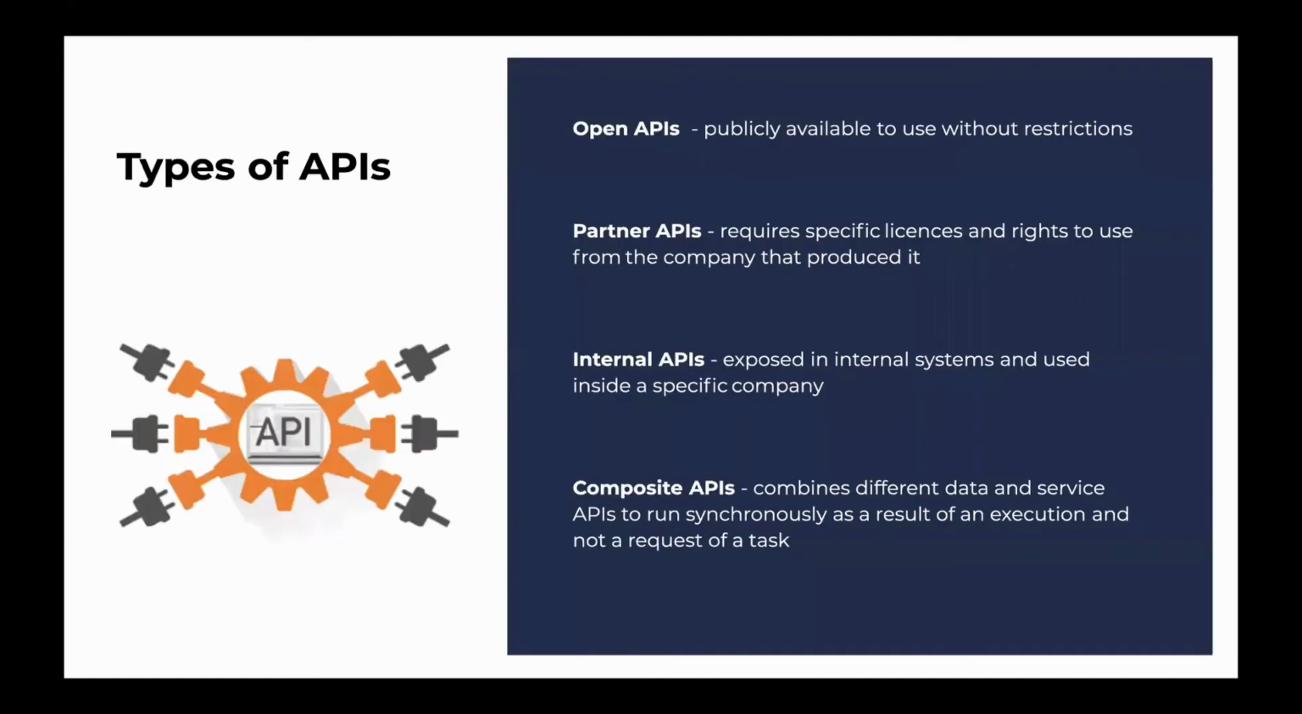So here are the 4 different main types of APIs. The first one, which you're going to see most often, is open APIs because they are publicly available to use without any restrictions. Another one is a partner API, which requires licenses and rights to use from the company that produced it. Then there are internal APIs that are basically used only by a company's internal developers, and it's only exposed to the internal systems of that company.